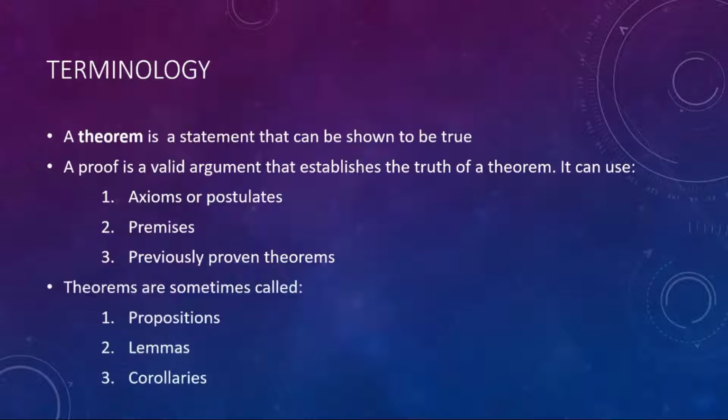Theorems are sometimes called propositions, lemmas, or corollaries. These are just loose translations you can have on them. A proposition tends to be a less important theorem, right? We tend to call something a theorem when it's a really big deal, and a proposition otherwise. Lemmas are smaller theorems proven along the way.